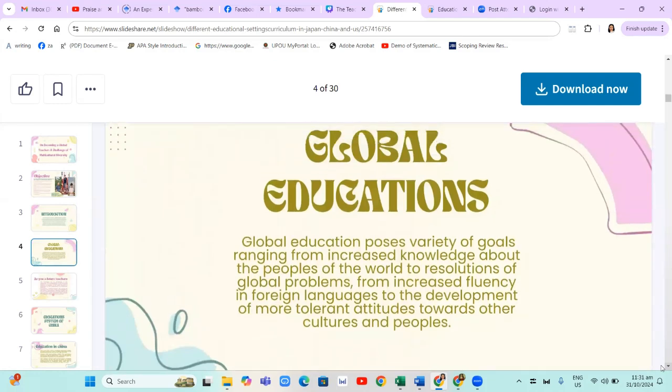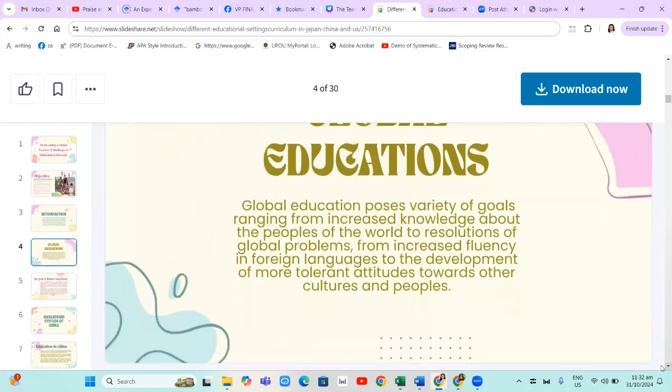Global education possesses a variety of goals ranging from increased knowledge about the peoples of the world to resolutions of global problems, from increased fluency in foreign languages to the development of more tolerant attitudes towards other cultures and peoples.